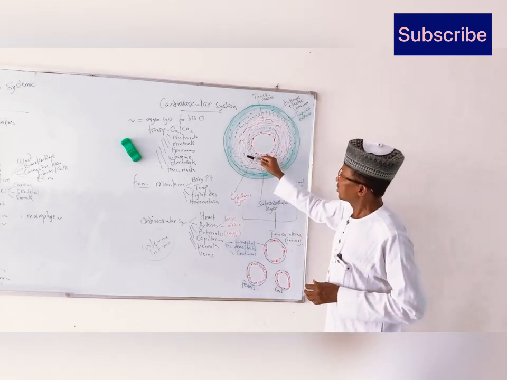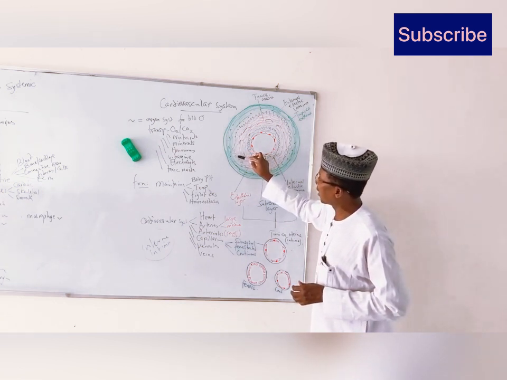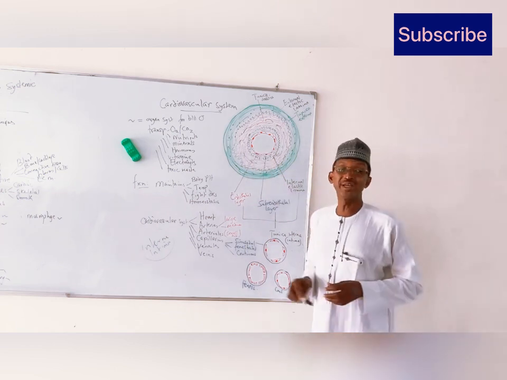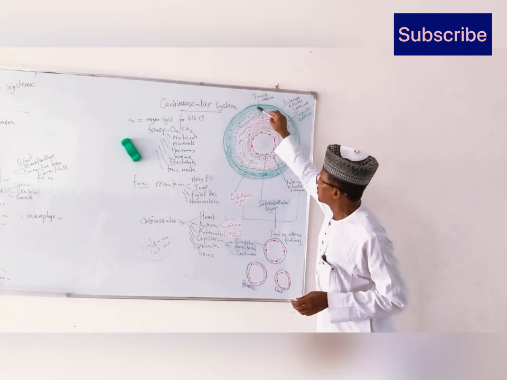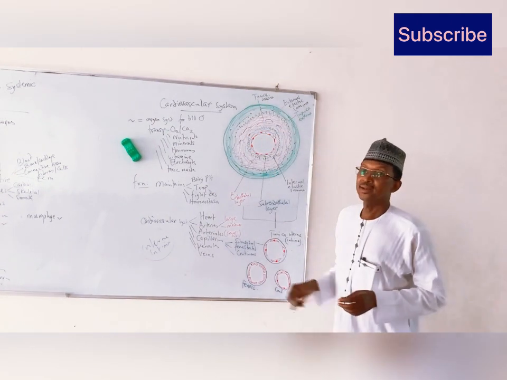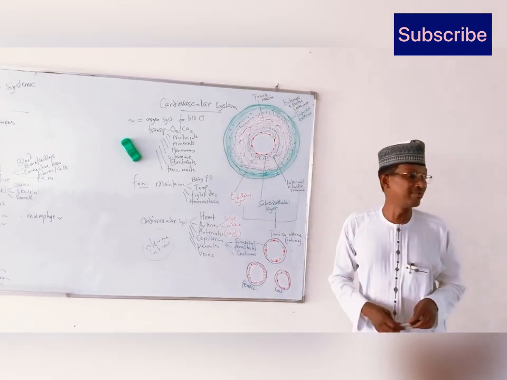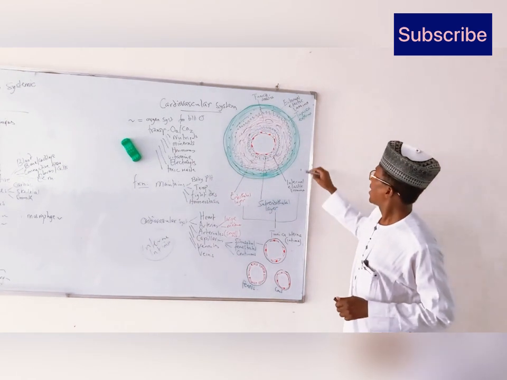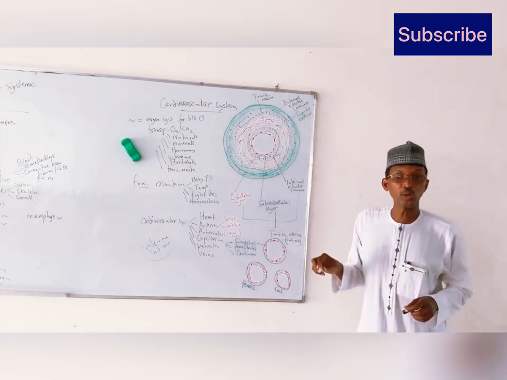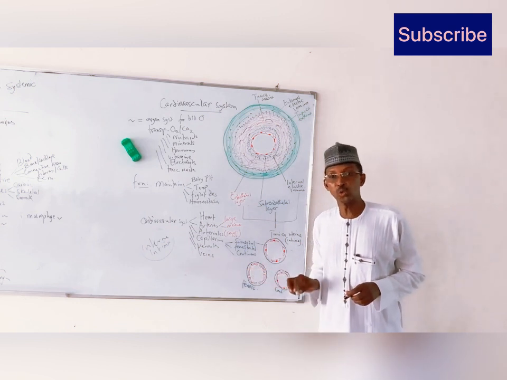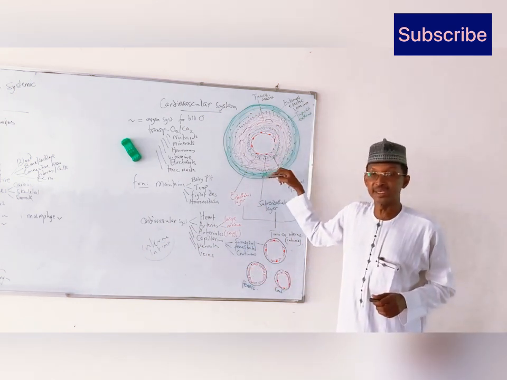So some people consider this external elastic lamina to be part of the tunica media. So surrounding the external elastic lamina, we have what we call the tunica adventitia. This tunica adventitia can also be called tunica externa. So you either call it tunica adventitia or tunica externa. So now we have three basic tunicae.